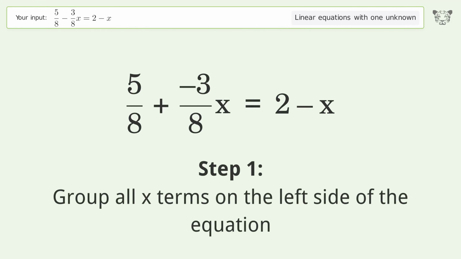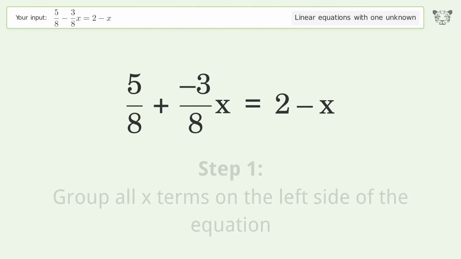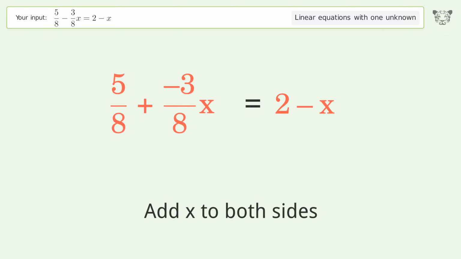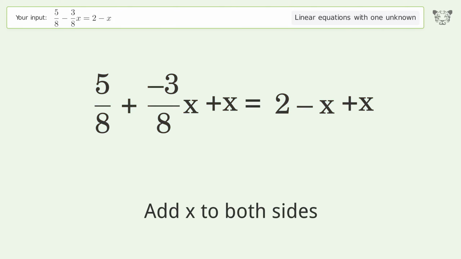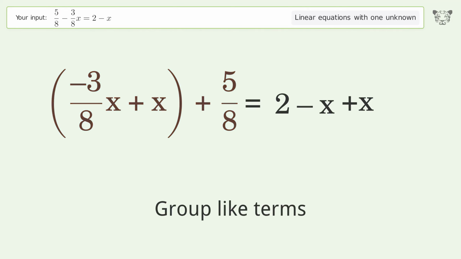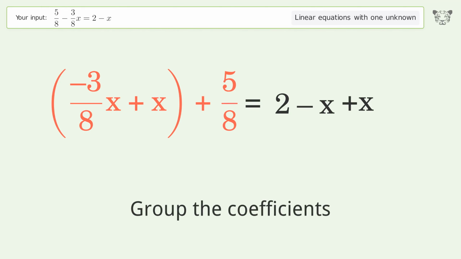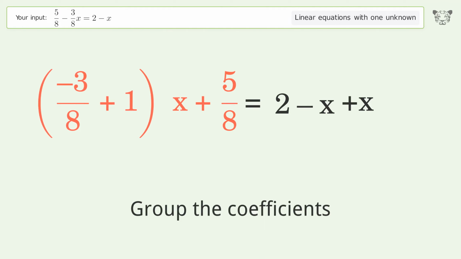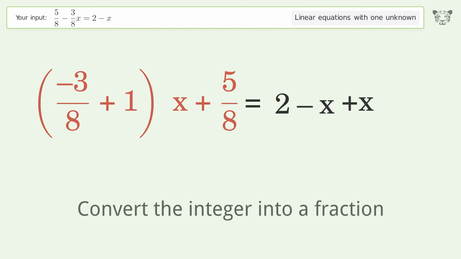Group all x terms on the left side of the equation. Add x to both sides. Group like terms. Group the coefficients. Convert the integer into a fraction.